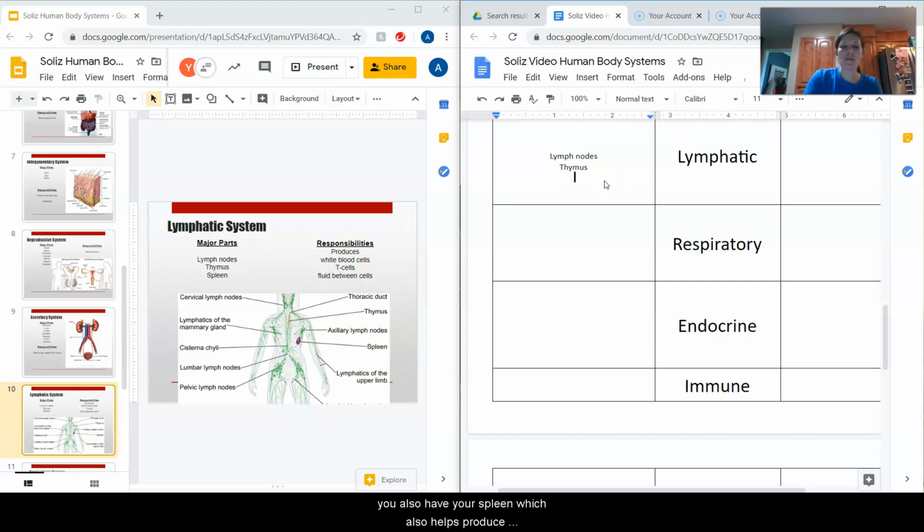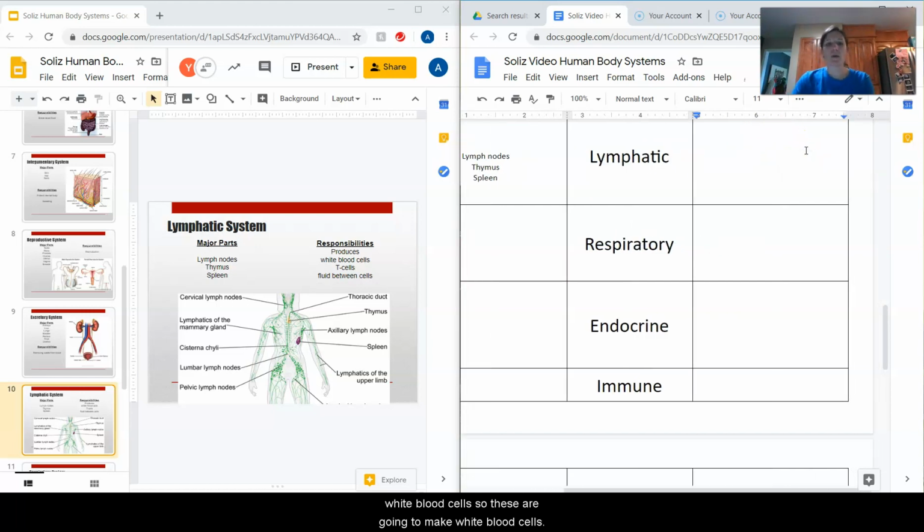All right, the thymus, which is kind of like right here in your neck. And then you also have your spleen, which also helps produce white blood cells.